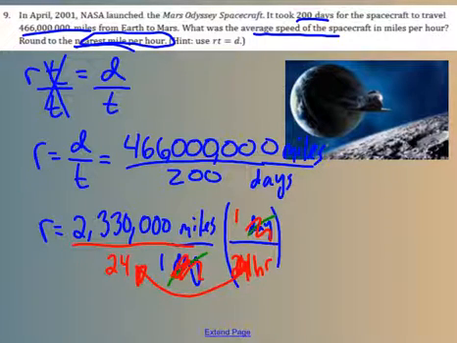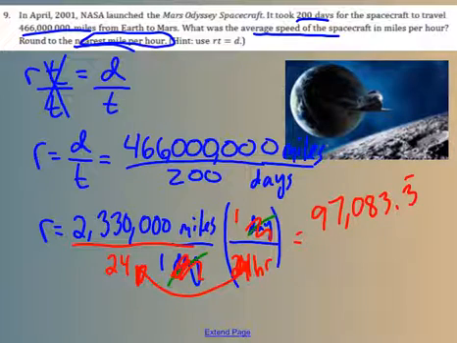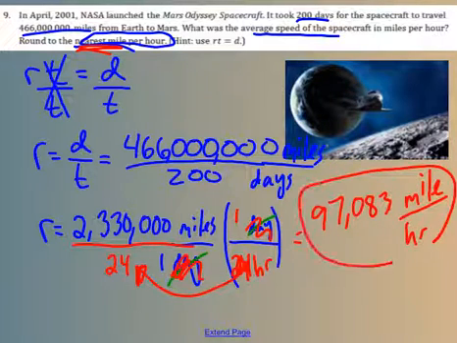So on my calculator, I take 2,330,000 divided by 24. And you're going to get 97,083.3 repeating. Now it says to the nearest mile per hour. So I'd probably come back, take off that 0.3, and say mile per hour. And do something like that.